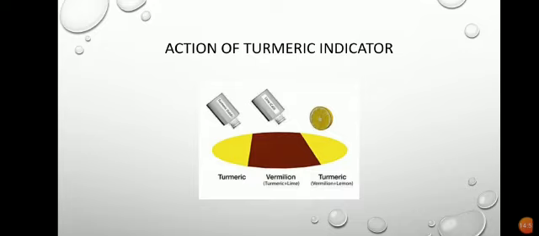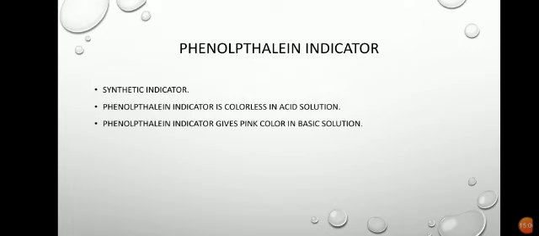So this is all about natural indicators. In natural indicators, we have learned about litmus, China rose, and turmeric. Now the next indicator that we will learn is phenolphthalein indicator. Phenolphthalein is a synthetic or man-made acid base indicator. It is colorless in acidic solution, and it gives pink color in basic solution.